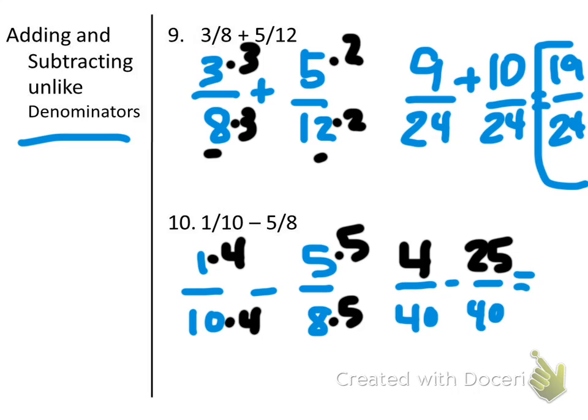So all I have to do is keep my denominator the same. Now I subtract my numerators. So what is 4 minus 25? Negative 21, that is correct. So I have a negative fraction, negative 21 over 40. This cannot simplify, so I leave it as is.